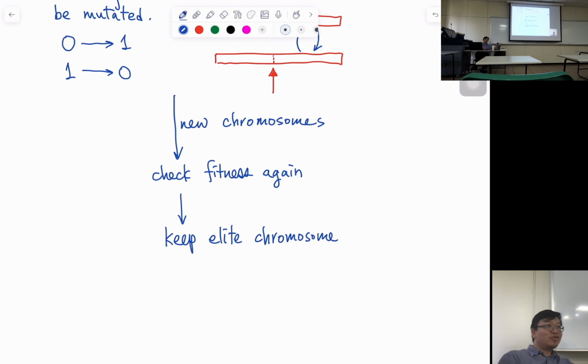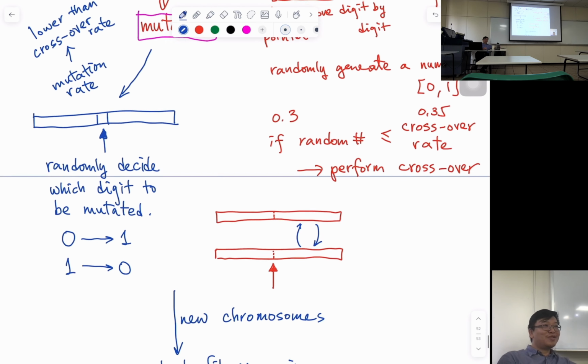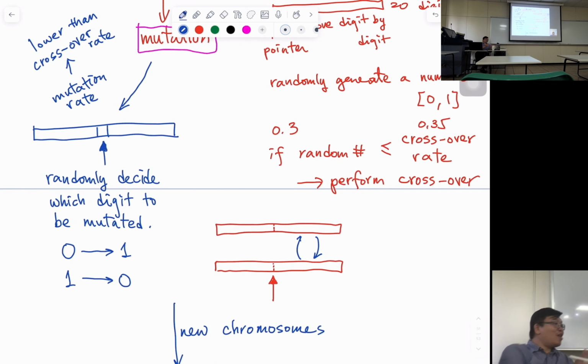So you say it should be lower, but how much lower? It's really up to you. You can read papers. Oh, they solved this problem, and they chose the mutation rate to be 5%.